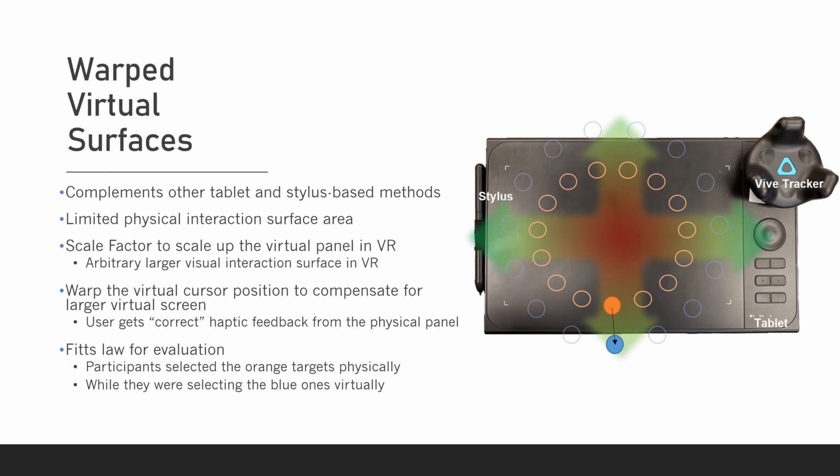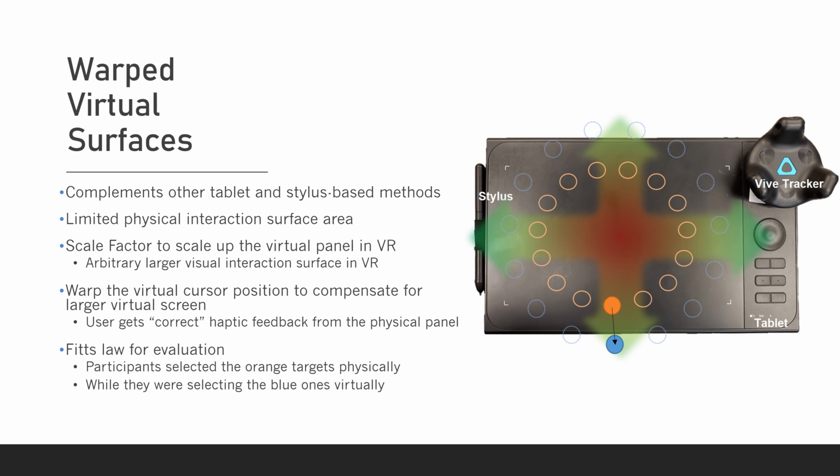This leads to our proposed interaction technique, warped virtual surfaces. We wanted to repurpose fixed-size panels and tablet devices to represent arbitrarily larger virtual panels in VR. As you can see in the figure showing our prototype, we use a tablet tracked using a Vive tracker, and we evaluated performance using Fitts' law methodology. Users were shown the blue targets in VR, but they were selecting the orange ones physically with the stylus.